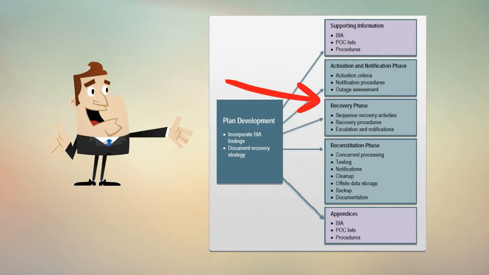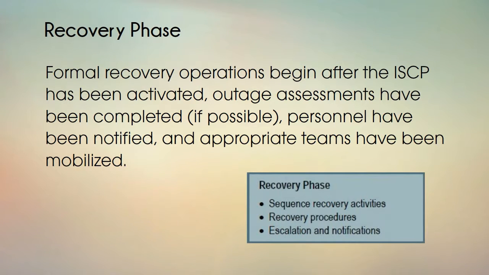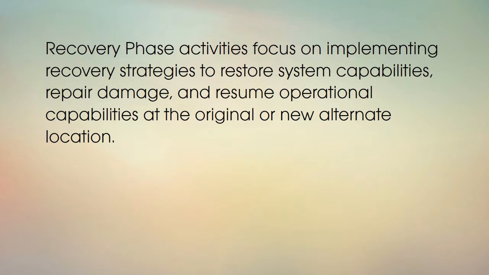We will now consider the recovery phase. Formal recovery operations begin after the ISCP has been activated, outage assessments have been completed if possible, personnel have been notified, and appropriate teams have been mobilized. Recovery phase activities focus on implementing recovery strategies to restore system capabilities, repair damage, and resume operational capabilities at the original or new alternate location.